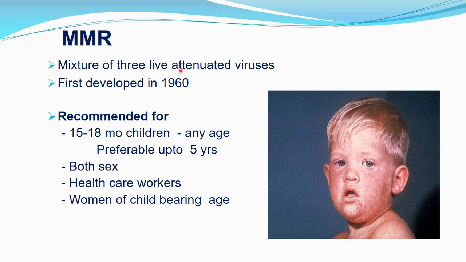Next is MMR vaccine: measles, mumps, rubella. This is a mixture of 3 live attenuated viruses. This was first developed in 1960. In many countries, this is under the schedule vaccine. But in Nepal, we have MR vaccine, not MMR. This is recommended for children 15 to 18 months old, any age, and preferably up to 5 years. Both sexes should be getting this vaccine. Healthcare workers should get it, and women of childbearing age, it's very important they get this vaccine.